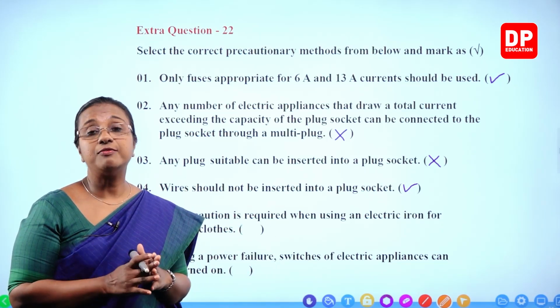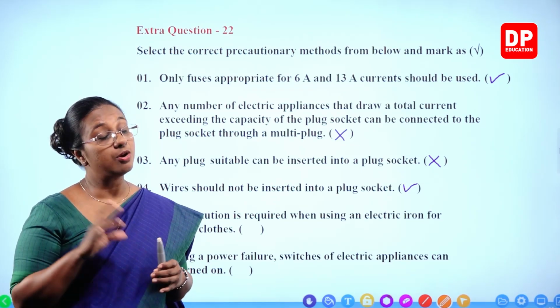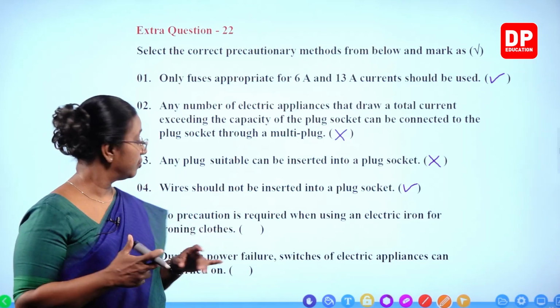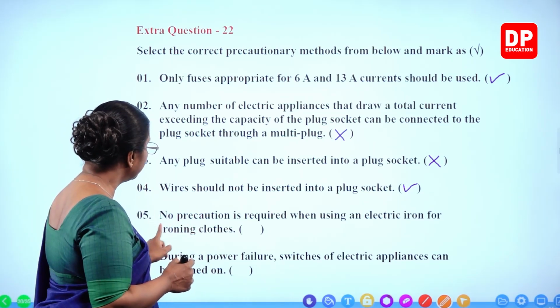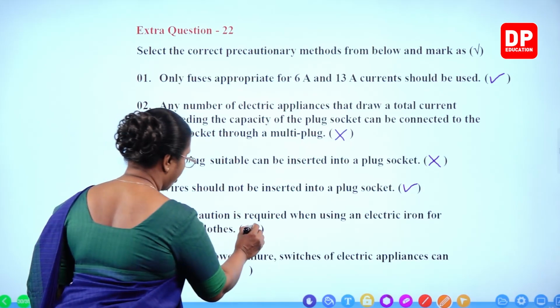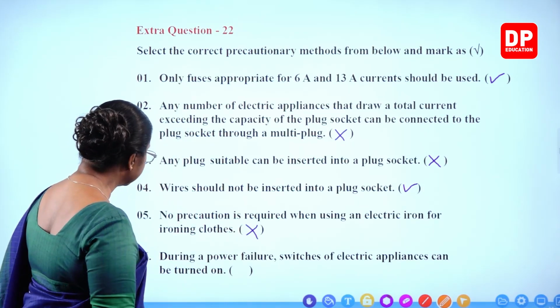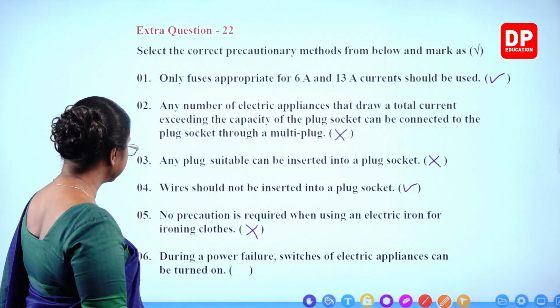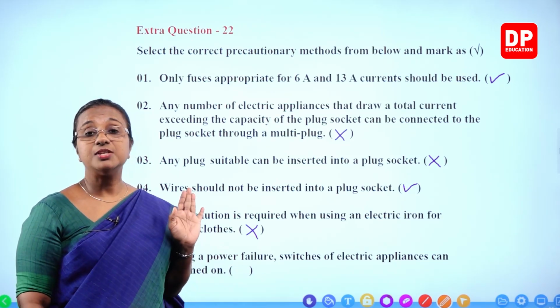So you do have to take precautionary methods and also you have to make sure you are not using wet hands. So all those are precautionary methods. No precaution is required is wrong. And the sixth one: during a power failure, switches of electric appliances can be turned on. No, that is also wrong.